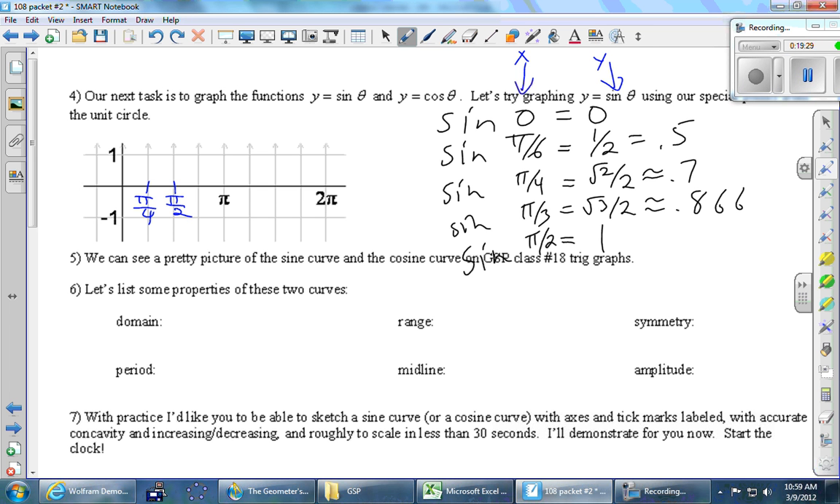So let's start plotting. The first point, what's the input and what's the output? 0 and 0. All right, so the graph of this new function, y equals sine theta, hits the origin. Great. I'm going to jump down to the last point. Sine of pi over 2 is 1. So pi over 2 goes up to 1. So we go to pi over 2, we go up to 1. So we're going to hit those 2 points. It's just a question of how we do it.